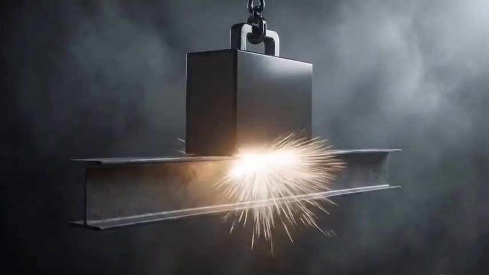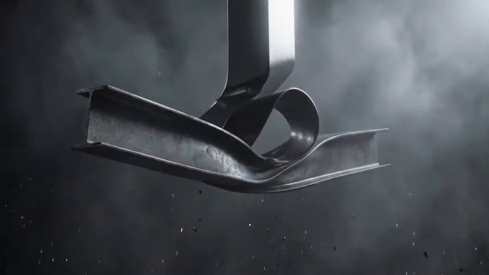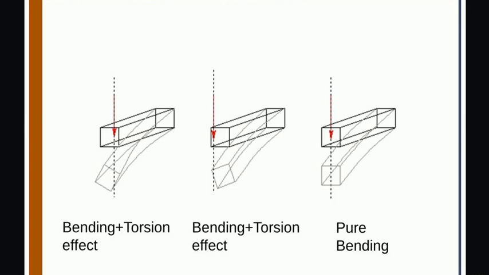Drop a heavy load onto the center of gravity of an unsymmetrical steel beam, and something counterintuitive happens. The structure violently twists as it deforms. This diagram illustrates the reaction. Loading an unsymmetrical cross-section at its centroid induces intrinsic torsion, rotating it out of alignment.